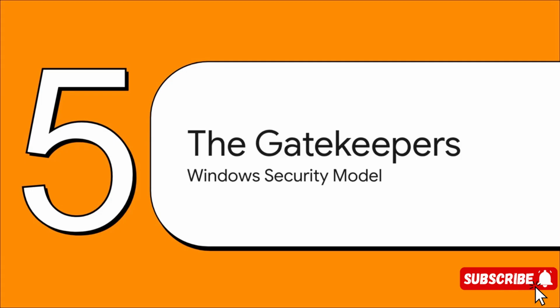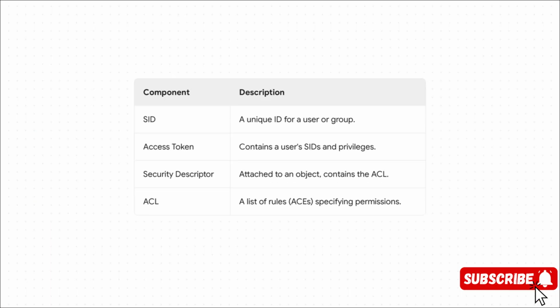All right, so we've got processes, they've got their own memory, and they can talk to hardware. But wait a minute, how do we control who gets to do what? How do we stop some random program from just deleting critical system files? Well, that's the vital role of the security subsystem. It really all comes down to two things: who you are and what you're allowed to do.